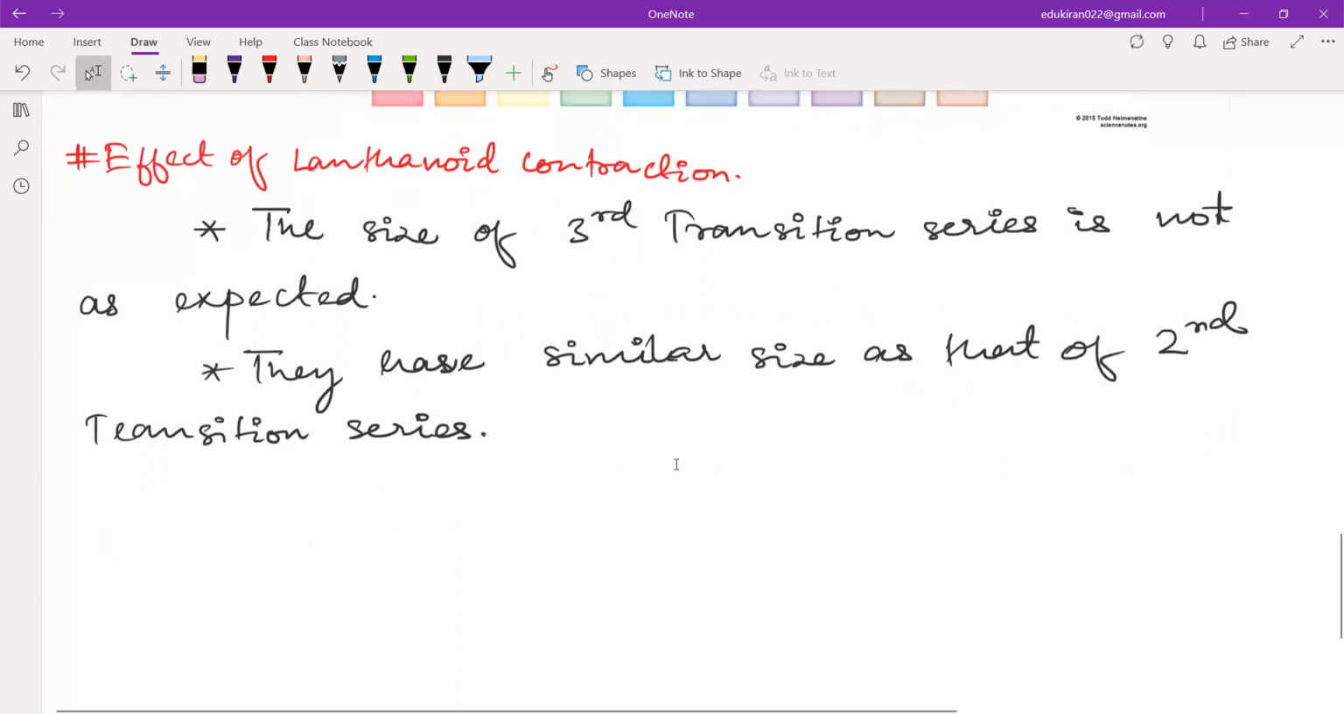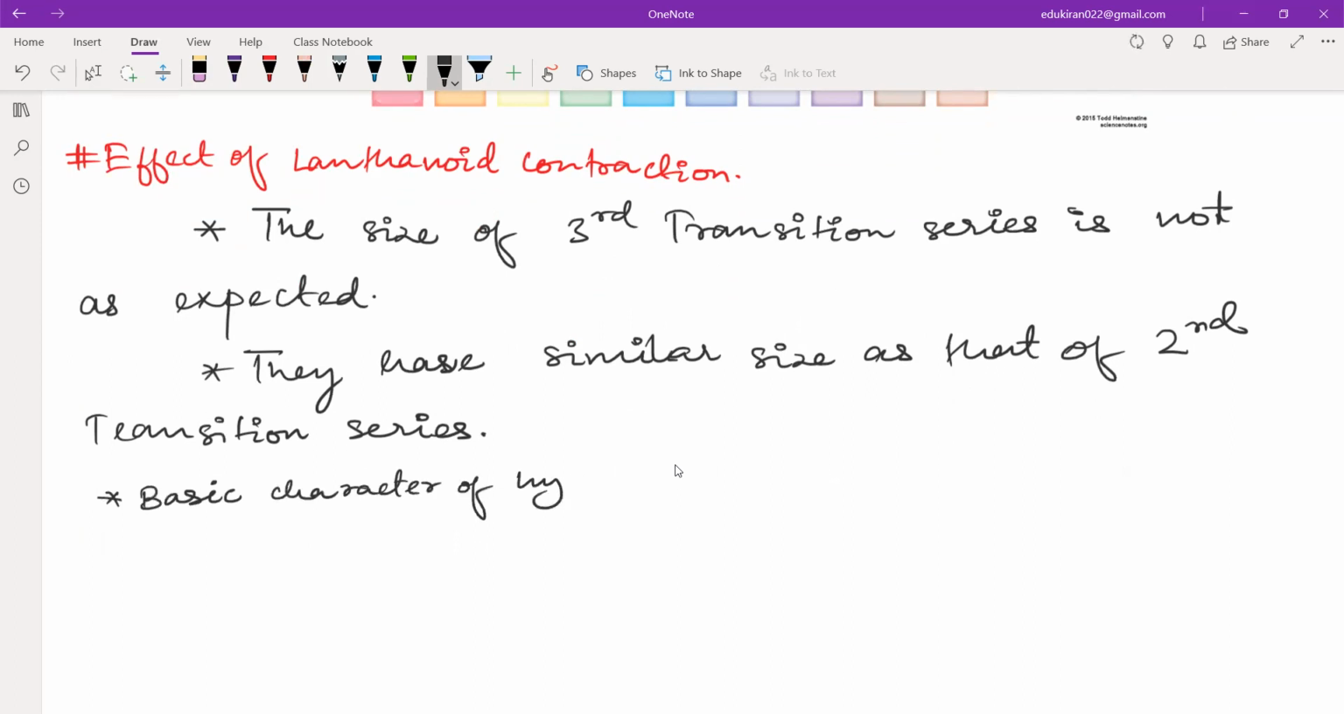So the first is the basic character of hydroxides. When we go from lanthanum to lutetium, from La to Lu, what happens? The basic character increases.